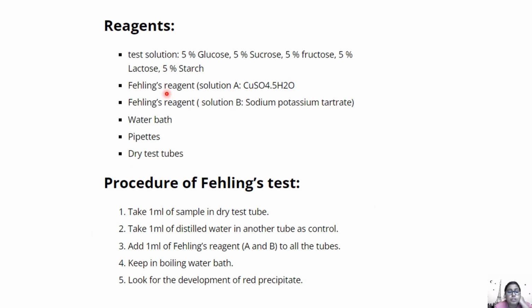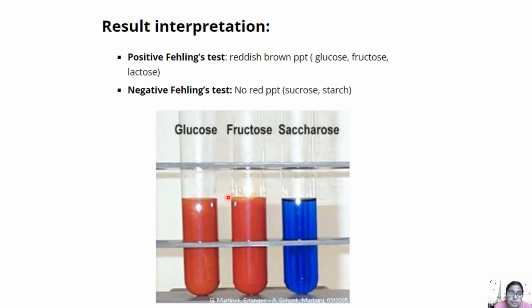So these are the reagents. We also need a water bath because we need to heat the sample, pipettes and obviously test tubes. So we can take the sample in a dry test tube. Along with the sample, we can add distilled water in another test tube as control. So basically it's a negative control. We know that it should not give a reddish brown precipitate with water. So that is our negative control. And then we add Fehling's reagent in both the tubes, and we keep them in a boiling water bath and look for the development of red precipitate.